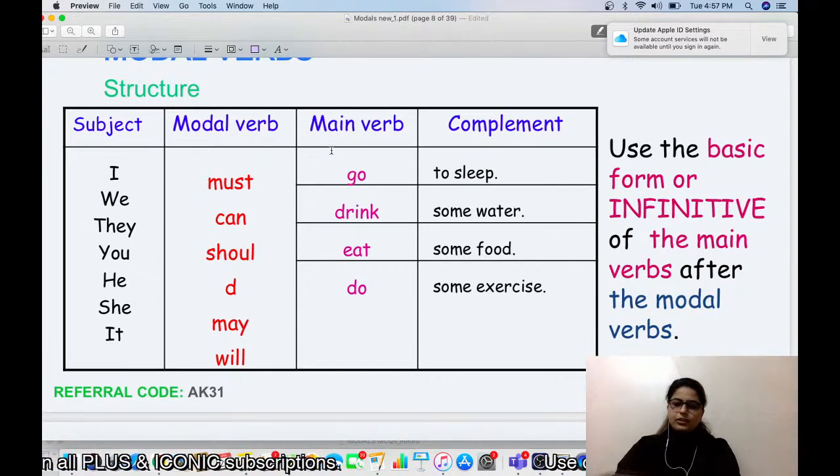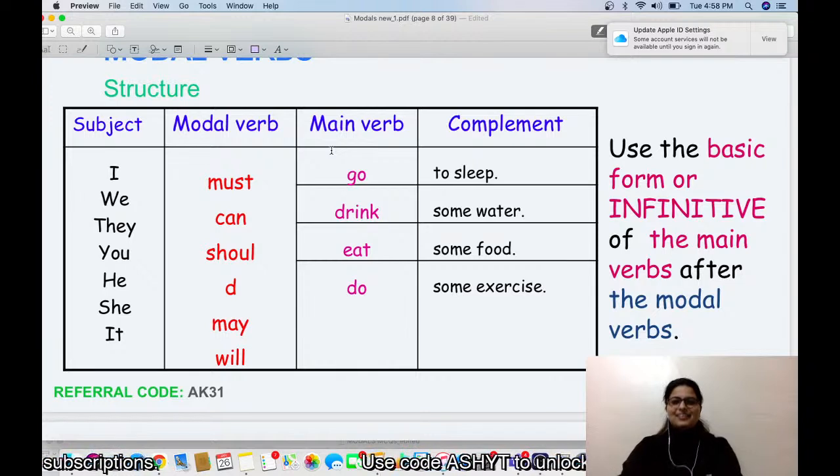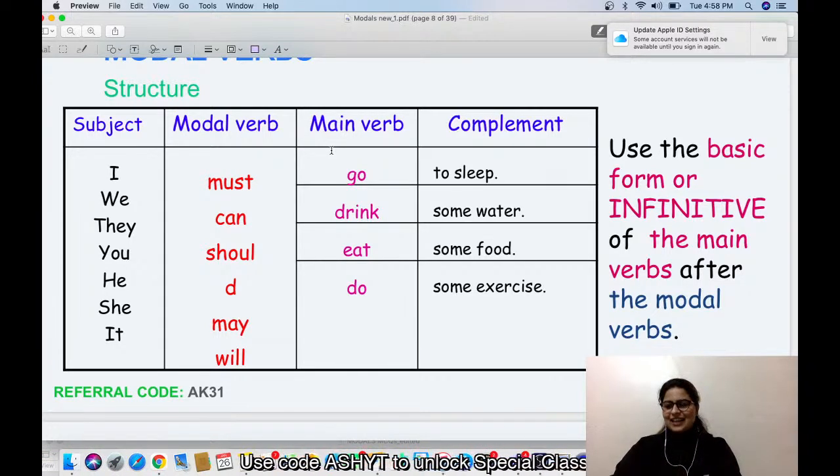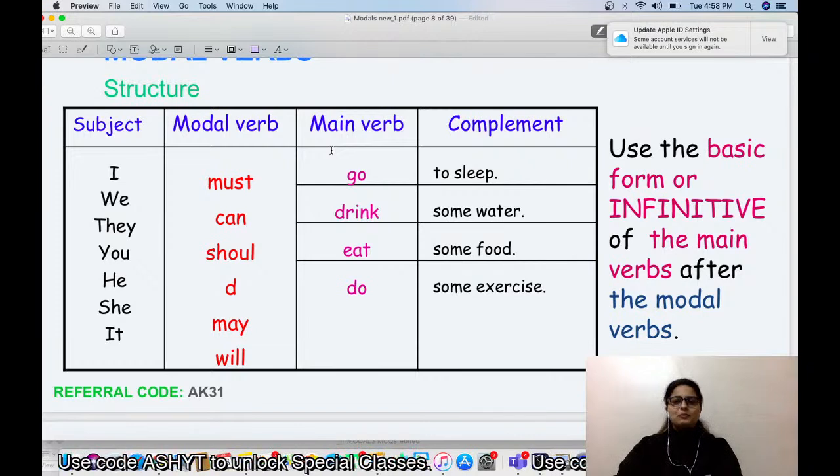Okay, I think someone has written, they must go to sleep. Yeah, they must go to sleep because they have worked really hard now. So yeah, that's correct. No, Laka, you have to form sentences. You must go to sleep. Yeah, I would love to go to sleep.